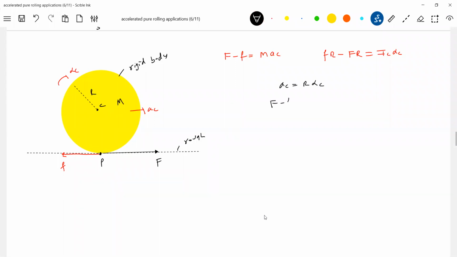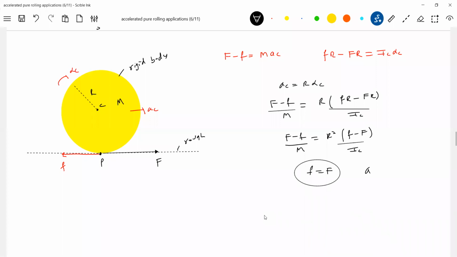Substitute A_C as (F minus small f) by M, and R alpha for alpha_C, and then we get R square (small f minus F) by I_C. Finally, what does it mean? When are these equations valid? When small f equals capital F, no? If small f equals capital F, then A_C will be 0, alpha_C will be 0.